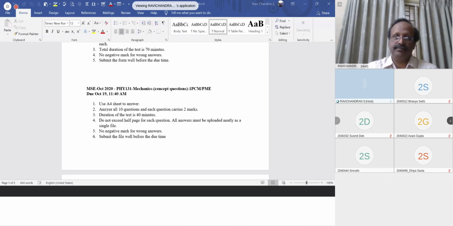In this, you are going to use an A4 sheet, a white sheet; all of you keep it ready. Answer all 10 questions. If you don't have any choice over there, each question carries 2 marks. This is a concept question.